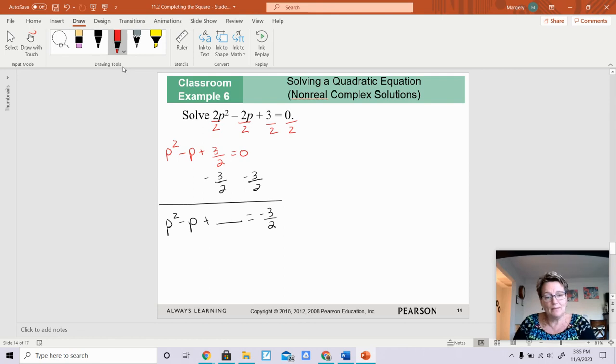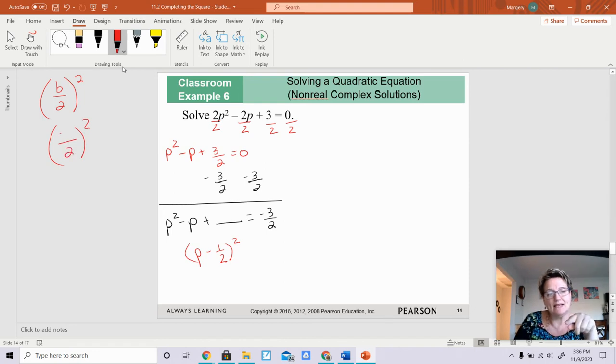Now, remember, you're going to have a parenthesis squared. The variable is p. We are going to take half of 1, which is just 1/2, okay? It's negative because that's negative. Once again, if you want to see what I'm doing over here, I can show you.